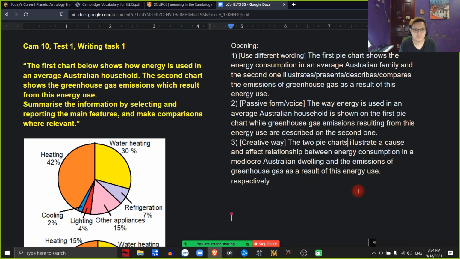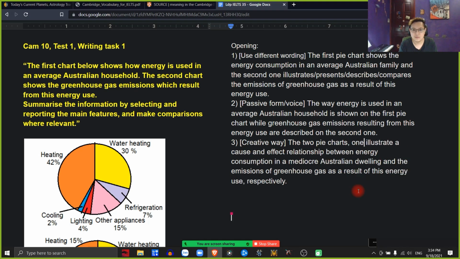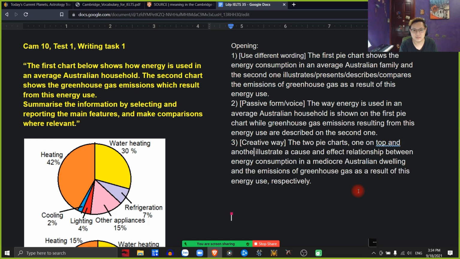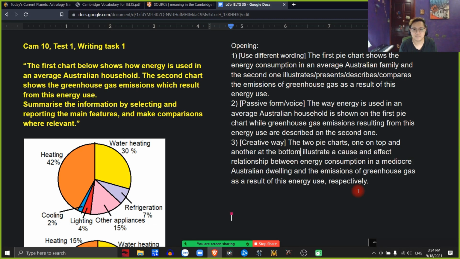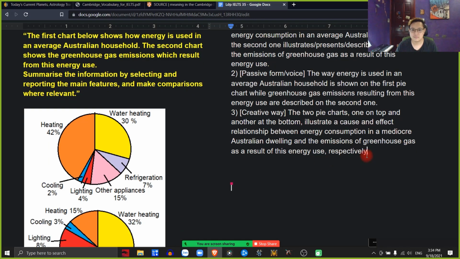The 2 pie charts, one on top and another at the bottom. Mình sẽ thêm thông tin bằng cách là cả hai cái biểu đồ bánh này, một cái trên bên trên, một cái ở phía đáy. Nó miêu tả một mối quan hệ nhân quả giữa hai cái này. Nhưng mà mình cũng phải cho một cái chữ đó là phải respectively. Đây là một cái cấu trúc mà quan trọng các bạn cũng phải học.